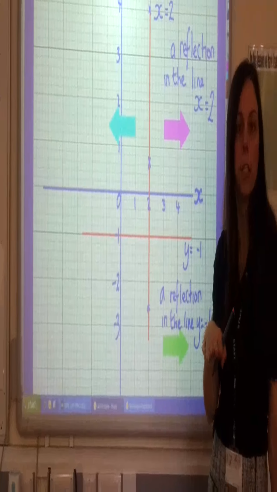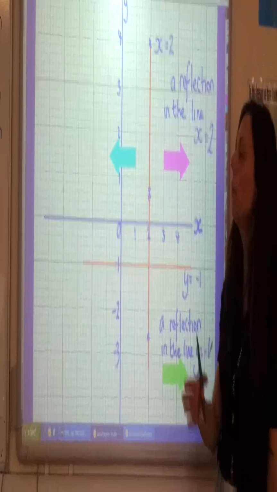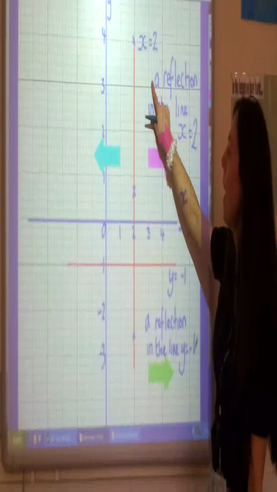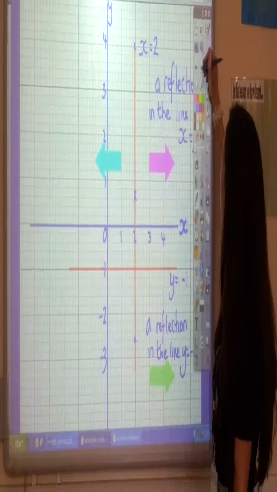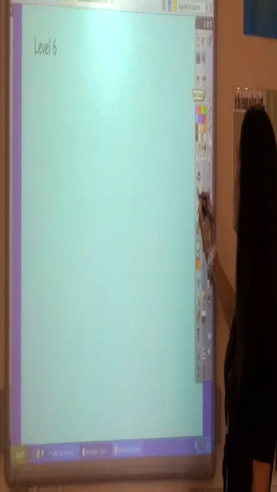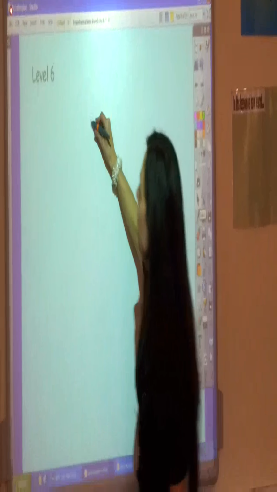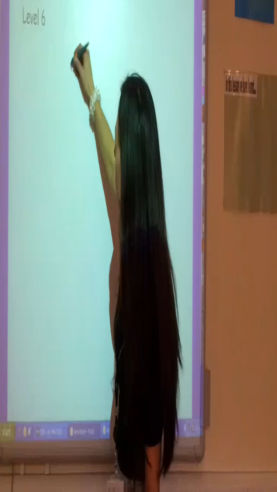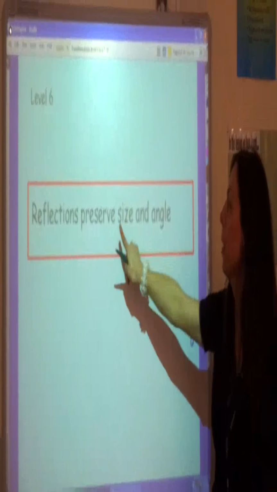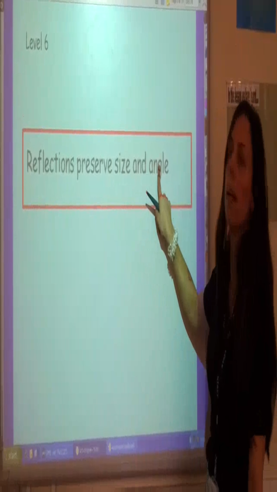at basic reflections. We've looked at level 5, where we've got our diagonal lines, and we've got naming our lines, which takes us finally to level 6. Now at level 6, you don't need to be able to do any reflections. What you need to know is that a reflection preserves size and angle.